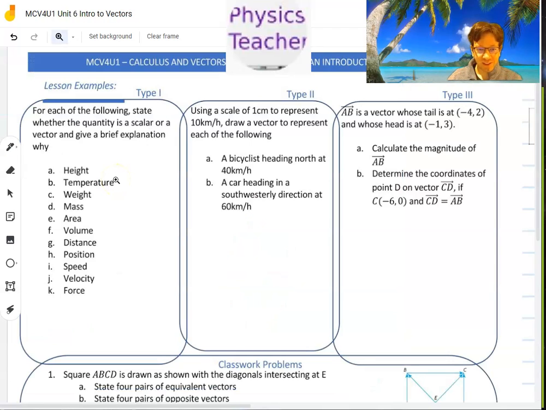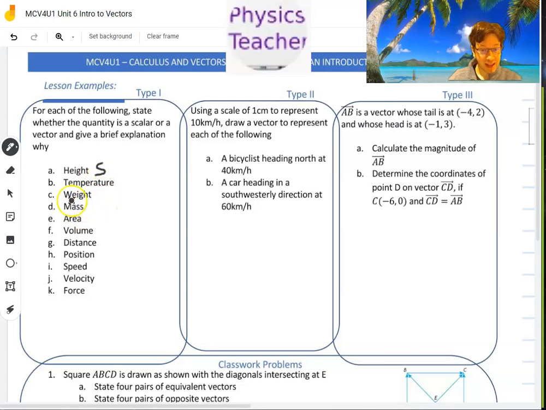All right, so let's look at the first example. First example says, for each of the following, state whether the quantity is a scalar or a vector, and give a brief explanation. So for example, I'll go over a couple. Height. Well, for example, my height is 185 centimeters. I don't know if most of you know what your height is in metric, but yes, my height is 185 centimeters. That doesn't have any direction associated with it. So height would be a scalar quantity.